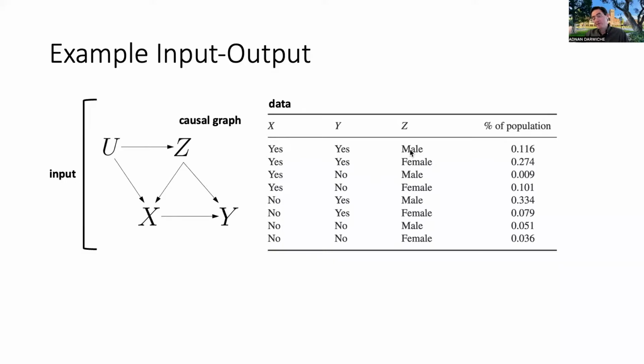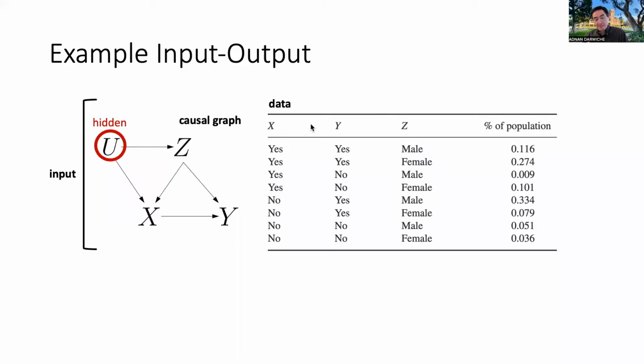Normally, we would show repetitions. In this case, we're showing the empirical distribution. That is 11.6% of the data was this example, and so on. 27.4% was this example. Now, what happened here is U is not in the data, so it's actually hidden. The data does not mention it. This is an example input.